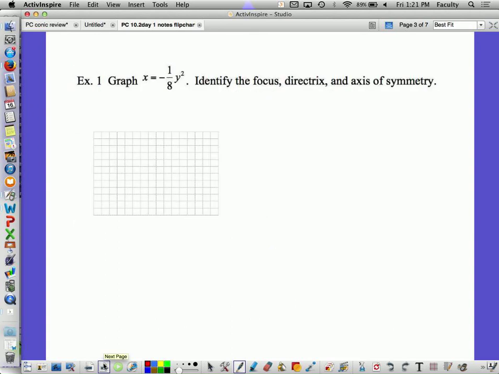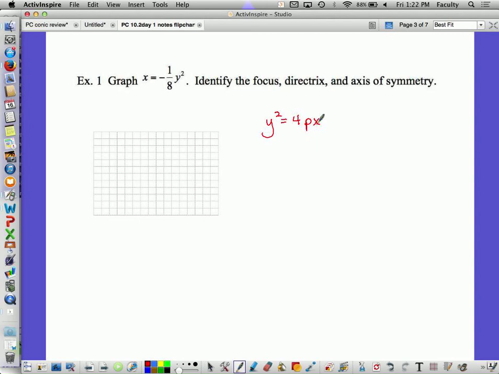So let's look at example 1. It says graph x equals negative 1/8 y squared. Now, if there's a y squared, what type of parabola is this? Up, down, or left, right? It's a left, right. And so you want to look right above, and the formula for a left-right needs to be y squared equals 4px.